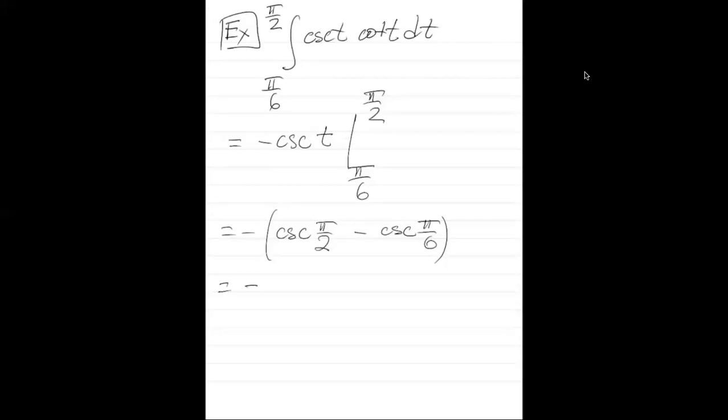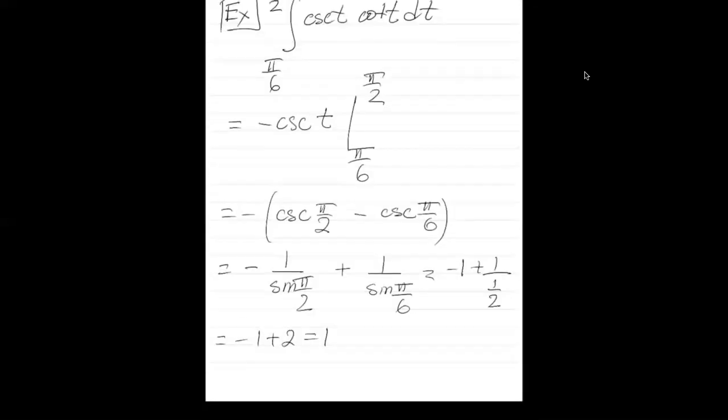So that is negative 1 over sine pi over 2 plus 1 over sine pi over 6. So sine of pi over 2 is 1. So we have negative 1 plus 1 over sine of 30 degrees, which is the same as cosine 60, so 1/2. So we have negative 1 plus 2, which is exactly 1. And that concludes this lecture.